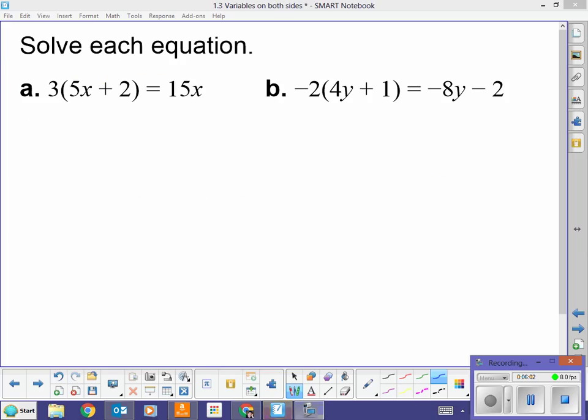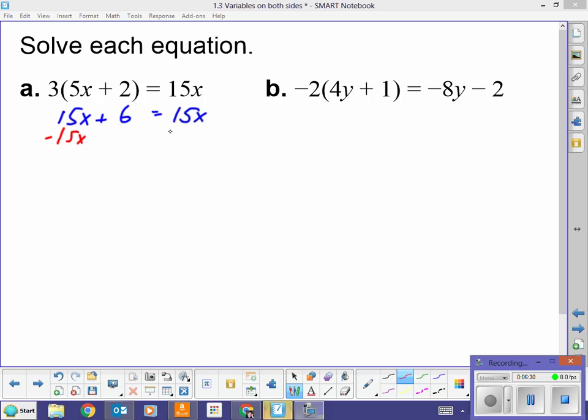So let's take a look at what it looks like with one of our problems here. Again, I'm going to use the distributive property here. 3 times 5x is 15x plus 6 equals 15x. Okay, now you can look at this right now and see this is going to be no solution. But let's go ahead and simplify it out all the way through until we have no variables left. And I'll show you how to go through all these steps here.